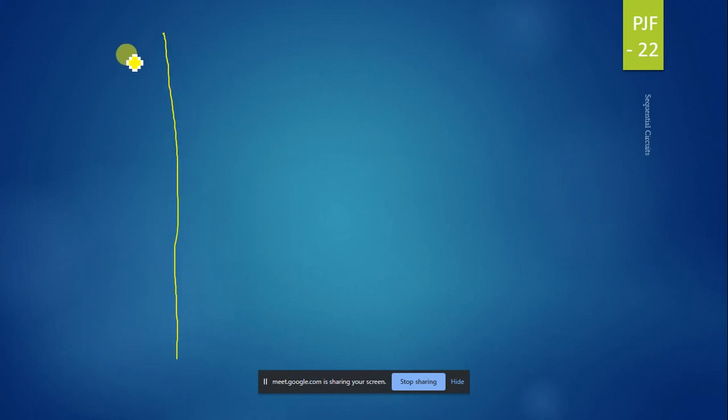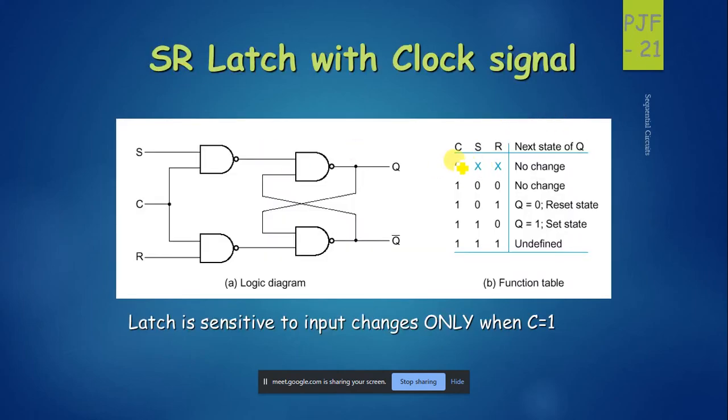Beside this vertical column, you have to make different signals: clock, S, R, Q, and Q complement, right? Initially, when the clock is 0, these signals are unknown. You need not consider this, or you can still keep it. You need not write any signal there.